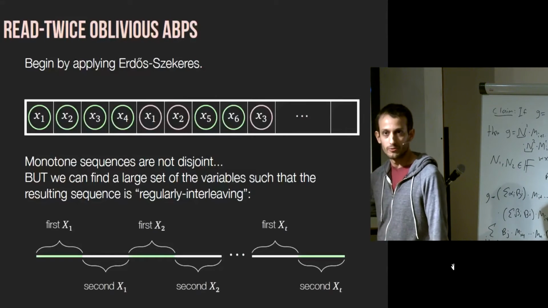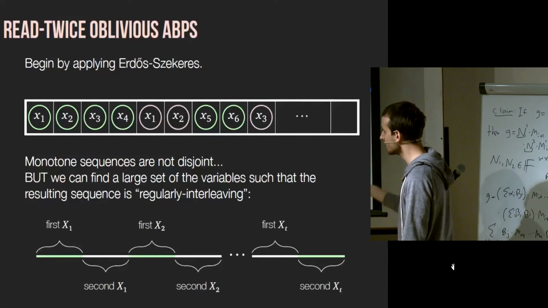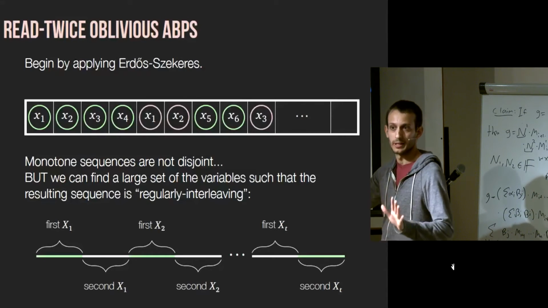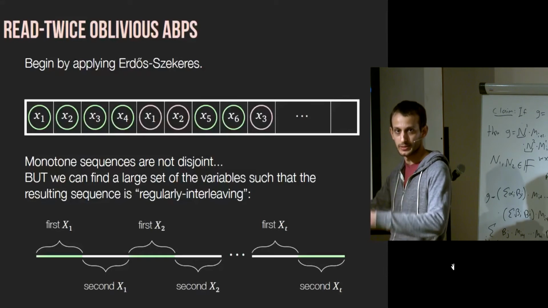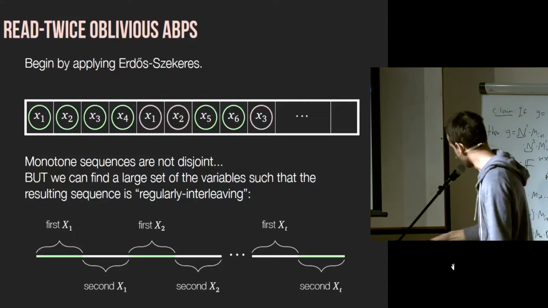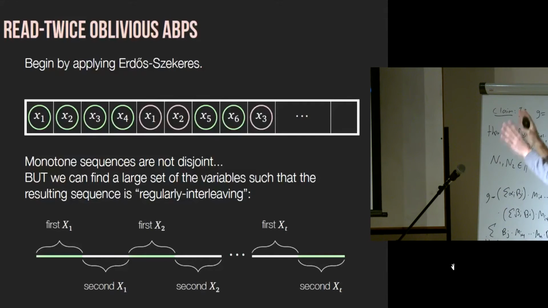You can partition your variables into sets, x1 through xt, and it looks like that. You first read x1 for the first time, then you read it for the second time, then you're done with x1. Now you move on to x2 and read it for the first time and the second time, and so on until xt. And again, when you run these arguments on these things, everything works. You can do this.